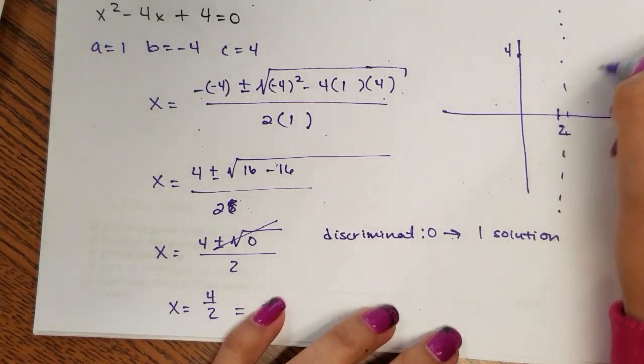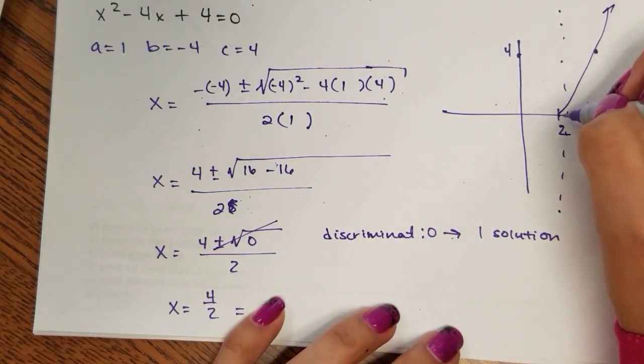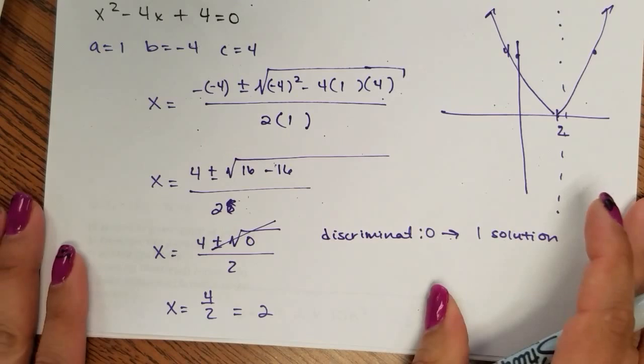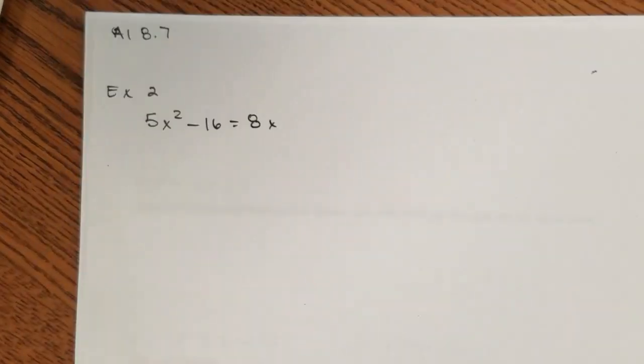Axis of symmetry goes right through there, which means we have another point over here somewhere, and that's it. All right. Two more examples for you.